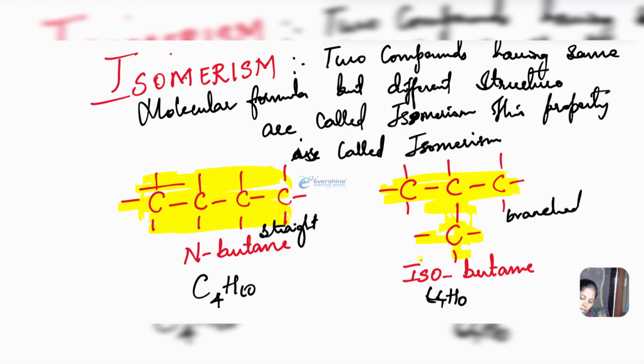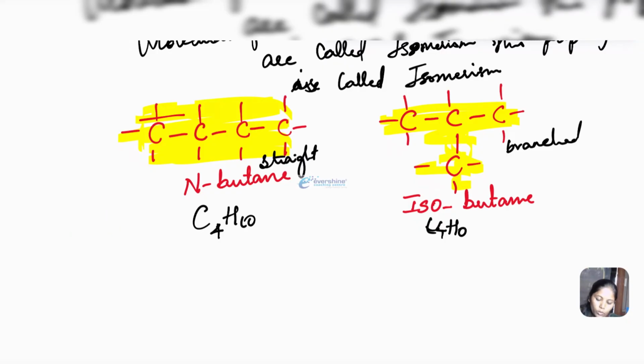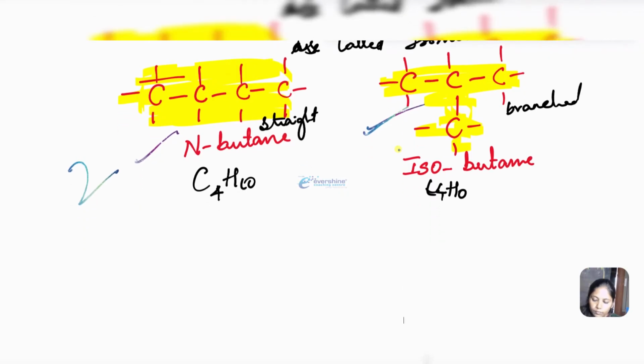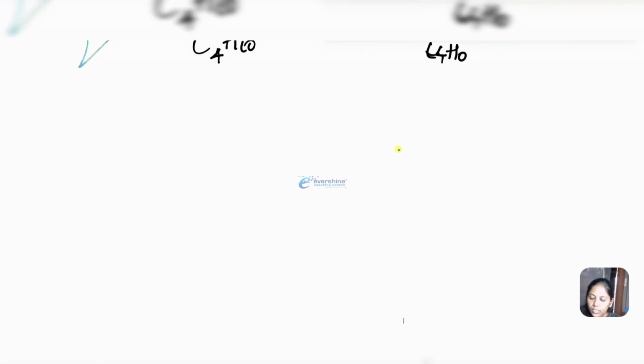So they'll ask, pentane has how many isomers? Butane has how many isomers here? Two isomers. One is normal butane, another one is isobutane. Like that, they'll ask how many isomers pentane has. Butane is the first isomer, so the next one is pentane. Pentane means 5 carbons, as we know, pent means 5.